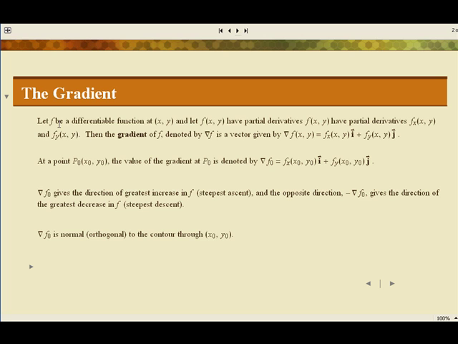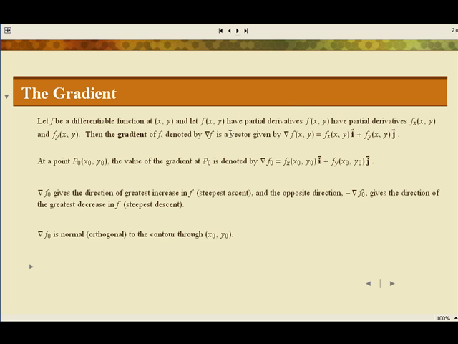So the gradient is going to be denoted by this upside down triangle. That's the Greek letter del. So del f. You'll see that a lot. So most of the time I'll just say gradient rather than del f. But we'll let f be a differentiable function, and so that it has partial derivatives, f sub x and f sub y.